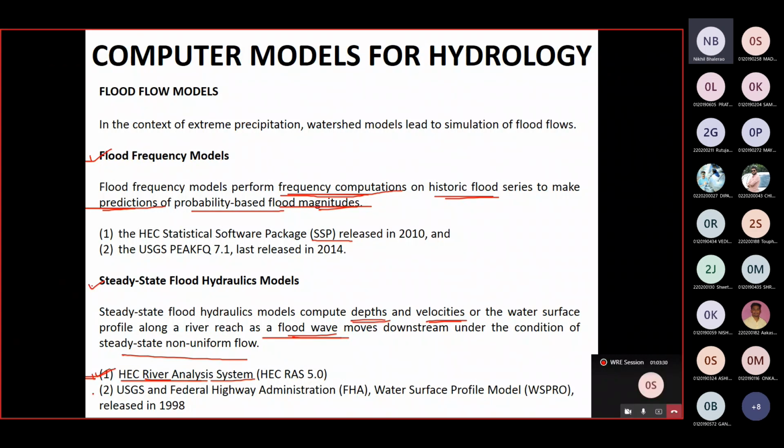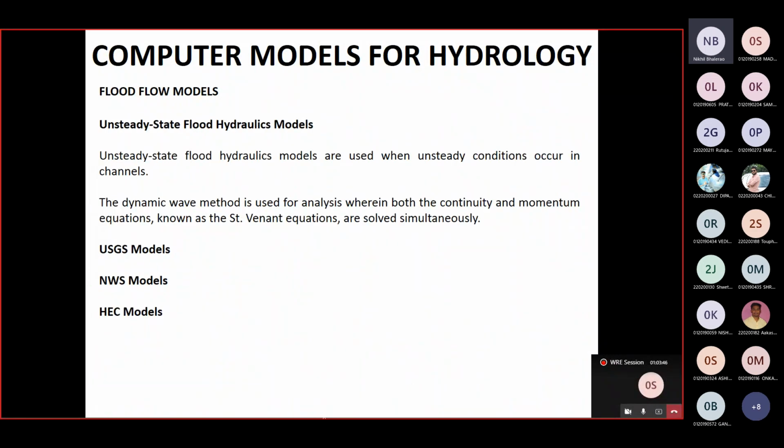Along with that, we have the USGS and Federal Highway Administration, that is FHWA, Water Surface Profile Model, that is WSPRO, which was released in 1998. These are models used for the purpose of steady state conditions.